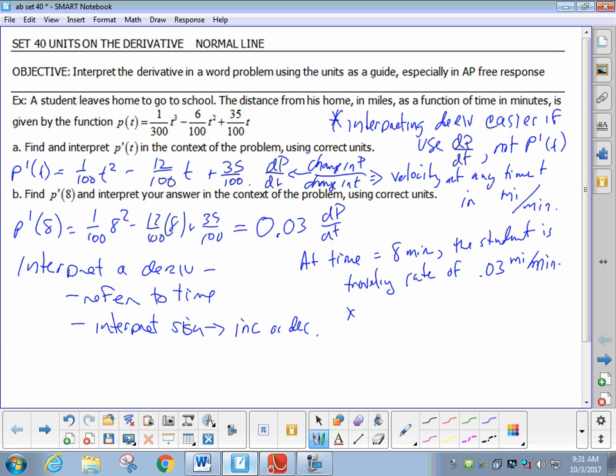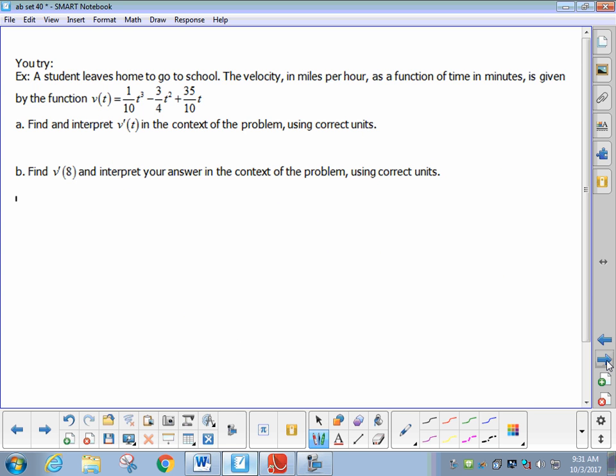In more general terms that you're going to see later, that's a pretty specific velocity application. But in more general derivative recipe kind of things, you might say the distance from home is increasing at a rate of 0.03 miles per minute. You could also say he's moving away 0.03 miles per minute. On these velocity functions, you could go a lot of good ways. The velocity is probably the best way to go about it. All right. Try this next one on your own.